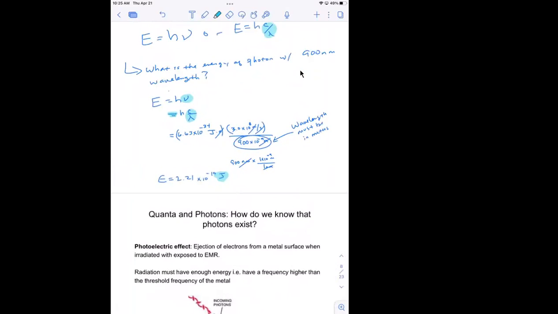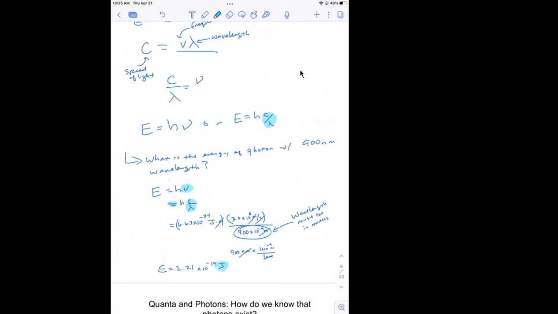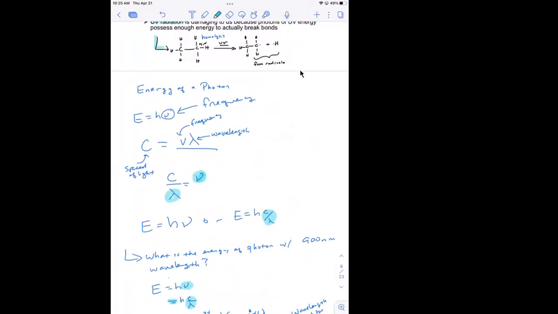That's really the extent of the energy of a photon. It's just a matter of knowing how to manipulate between frequency and wavelength. That's the hardest part. And if you know the relationship between the frequency and the wavelength, and that it's inversely proportional with the speed of light, then you can't miss. All right. Any questions about that?